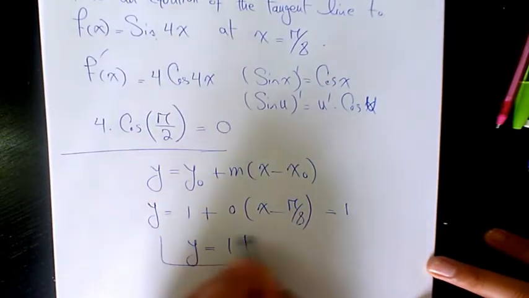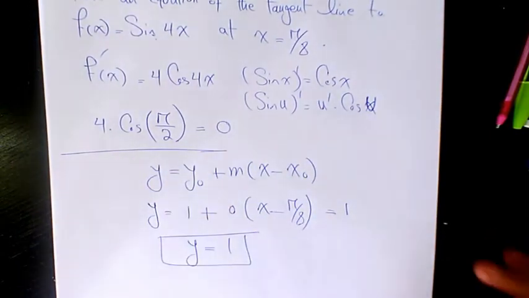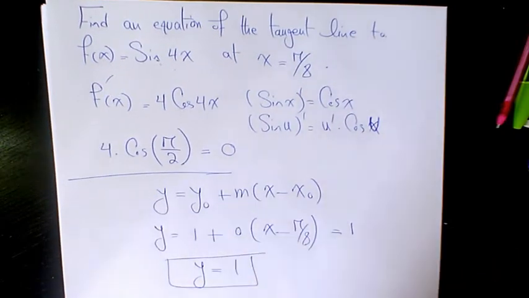So that's going to be the equation of the tangent line to f of x equals sine 4x at x equals pi over 8.